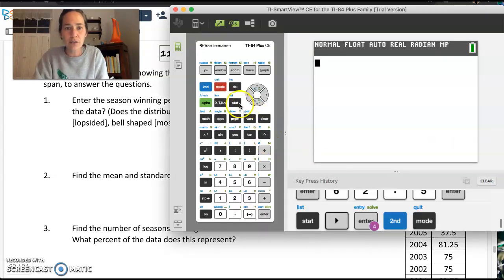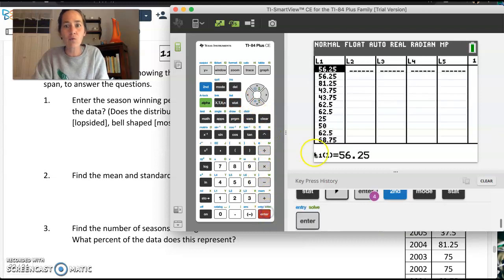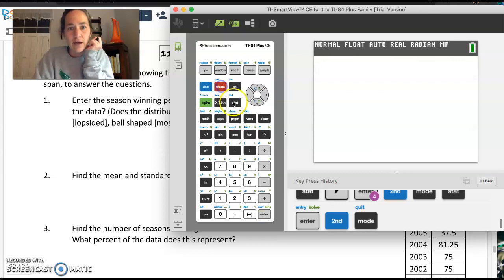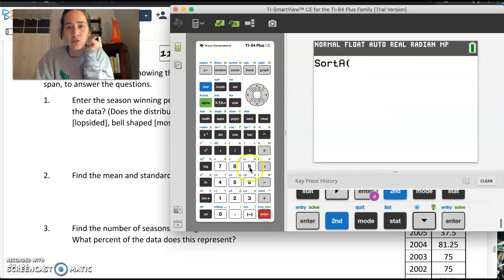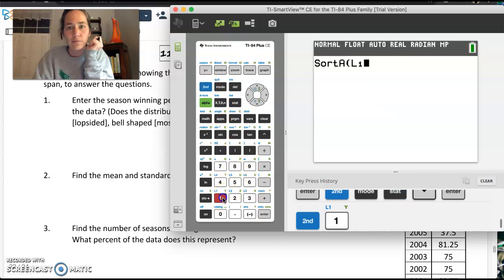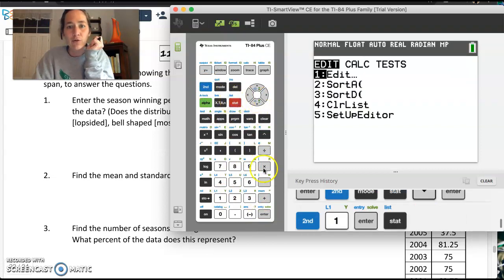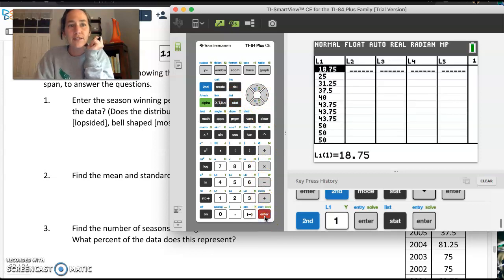I took the liberty of typing my numbers into L1 on the calculator here. And my next step is to sort. So I'll quit out of it, stat, and then sort ascending, option 2. And I'll sort list 1, second and 1 for L1, enter. Now to just check, when I go back to stat and edit, I see a list that is in numerical order, and I can scroll up and down to see that these are the past 30 seasons of winning percentages.